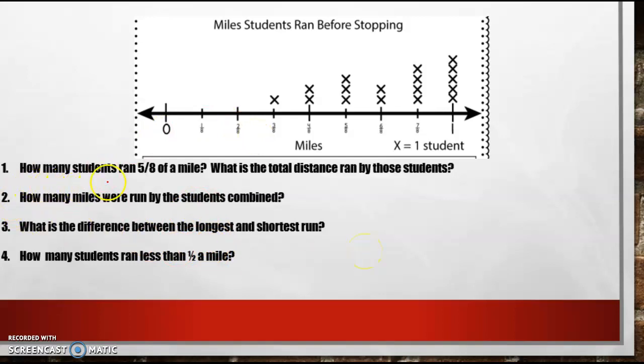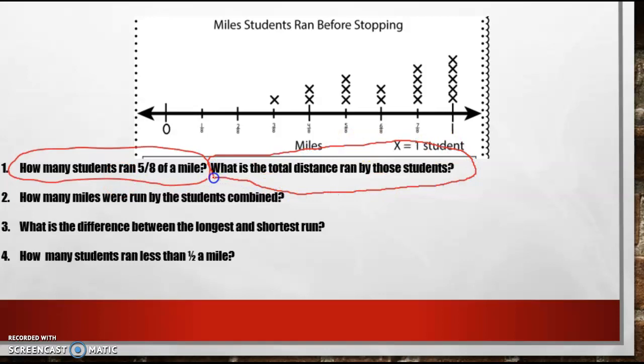How many students ran 5/8 of a mile? This is a 2-part question, notice also. 1 part, 2 parts. How many students ran 5/8 of a mile? 1, 2, 3, bam. Okay, so my first answer is 3. What is the total distance run by those students? So how am I going to figure that out? What is the total distance run by those 3 students? 5/8, 5/8, 5/8. Each of those 3 people ran 5/8.